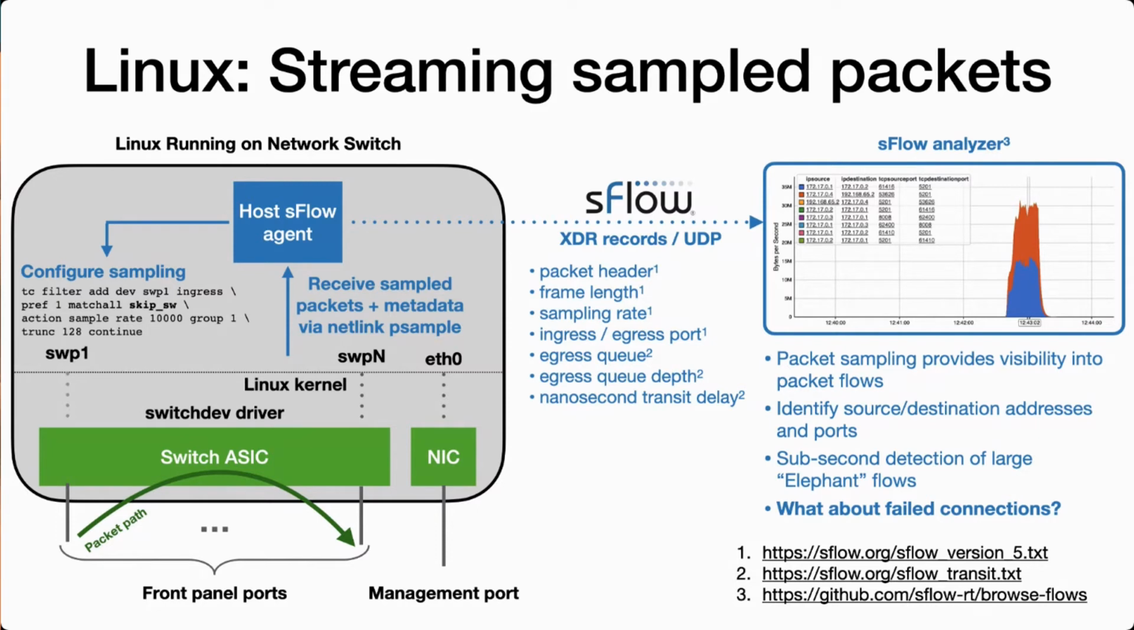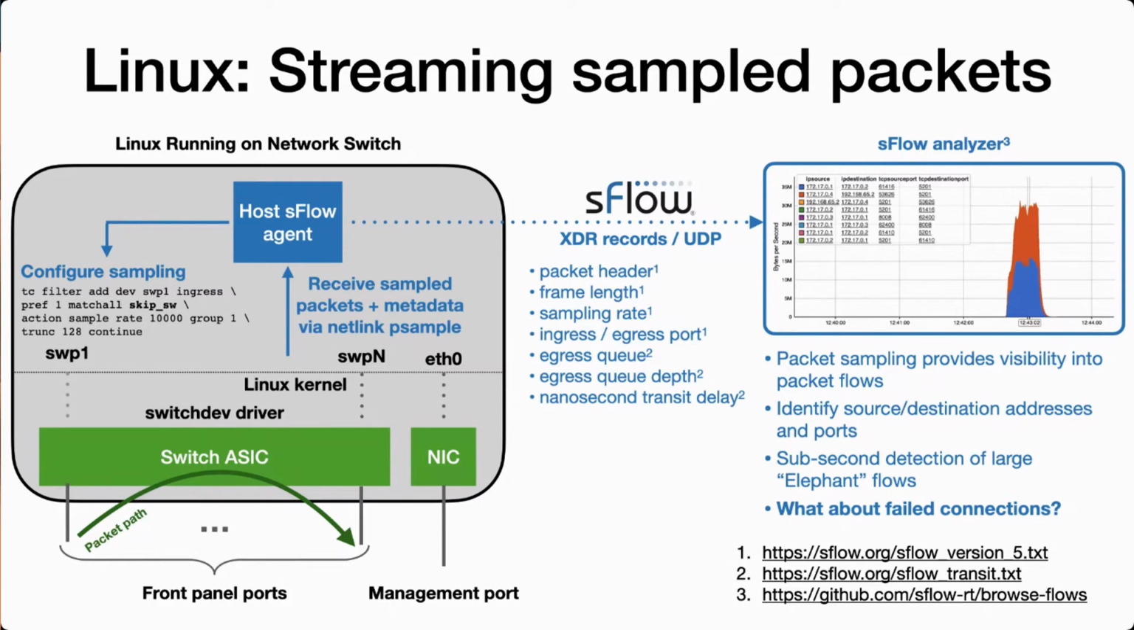So the host sFlow agent simply configures the TC filters on each switch port to enable reporting of random packet samples via the psample netlink channel. And these samples are then XDR encoded and streamed to the analyzer immediately, where they're decoded to extract dozens of fields such as source and destination IP addresses, service ports, and tunnels. And the result is a detailed breakdown as shown in this up to the second chart.